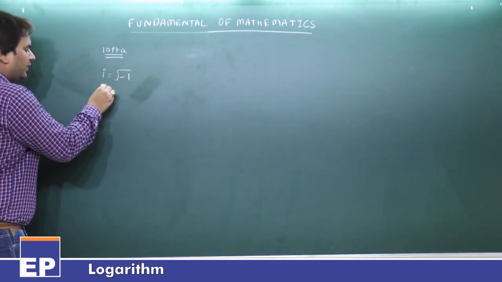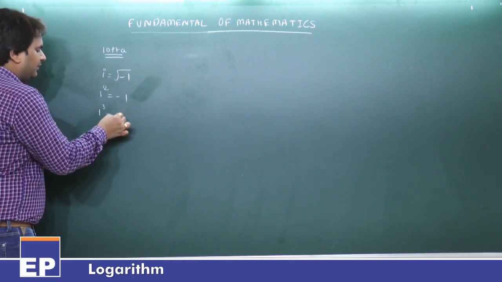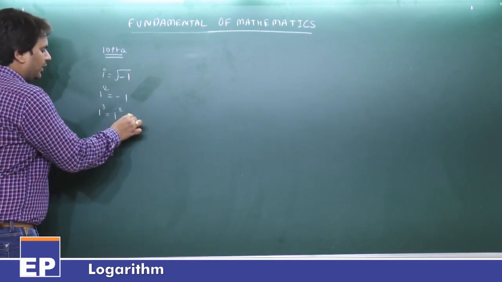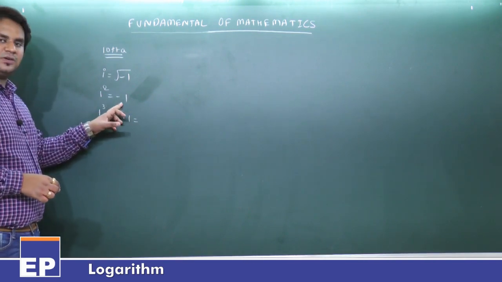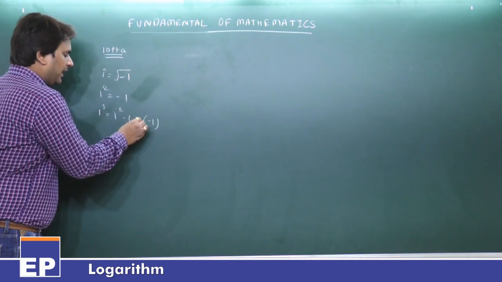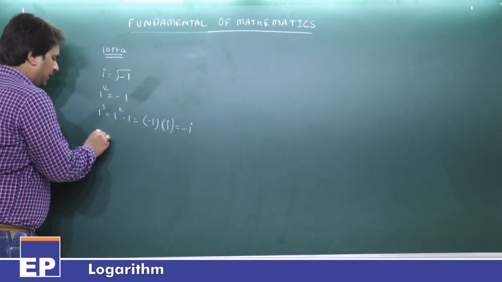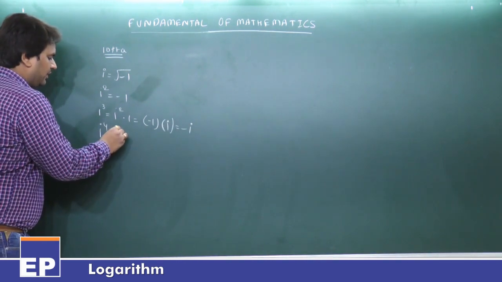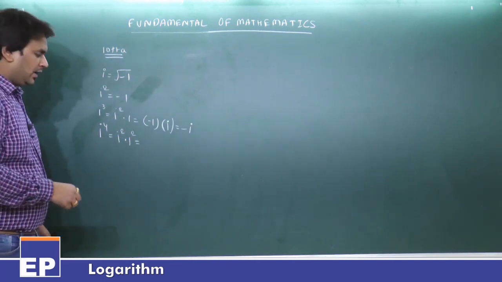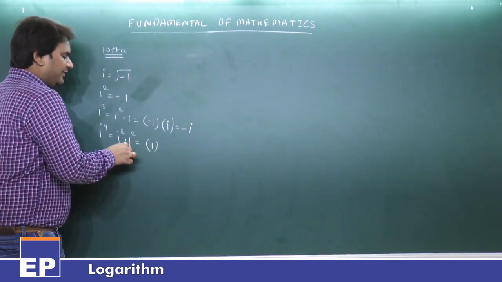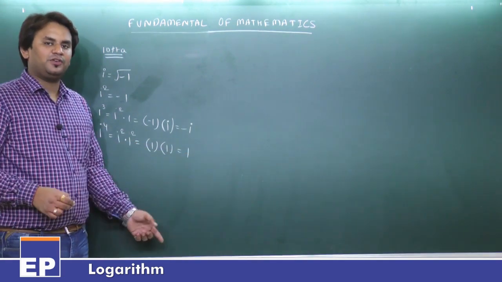What is the value of iota square? That is equal to minus 1. What is the value of iota cube? That will be equal to iota square into iota. Iota square is minus 1 multiplied by iota, so that will be equal to minus of iota. And iota to the power 4 will be equal to iota square into iota square. Iota square is minus 1, and the other iota square is minus 1, so minus 1 into minus 1 is equal to 1. So these are the 4 values of iota which we have to learn.